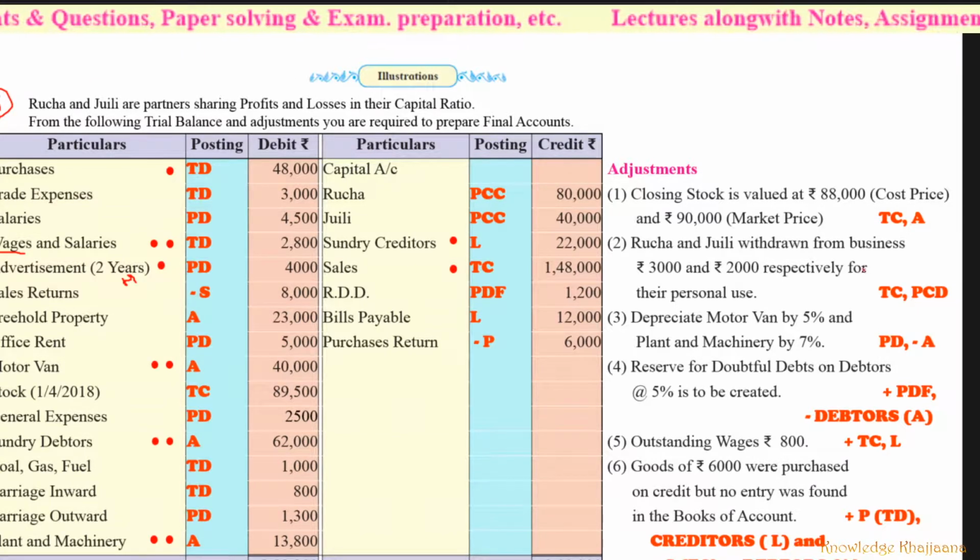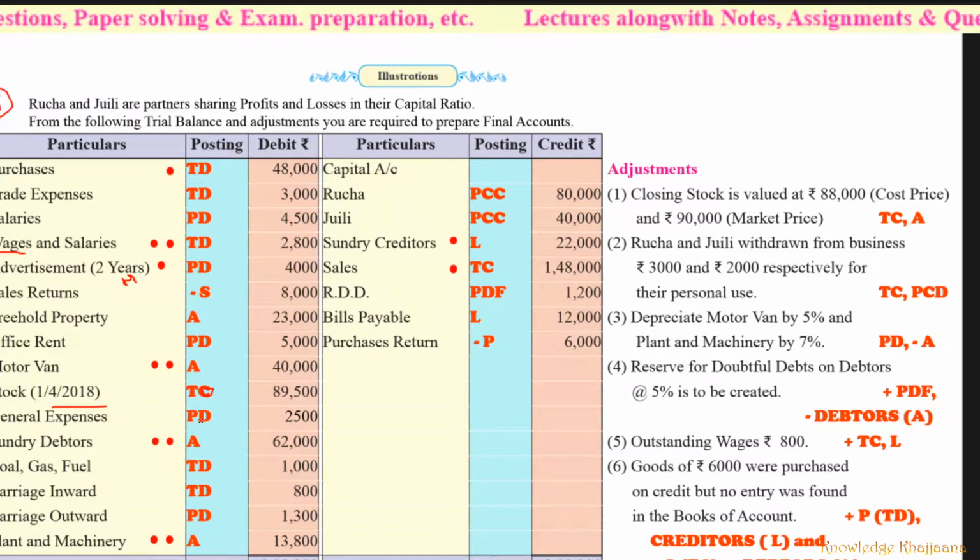Stock given on 1st April 2018. See, the closing date is 31st March 2019. So it is an opening stock, right? So opening stock will go to trading account, debit side. Then general expenses, profit and loss account, debit side.